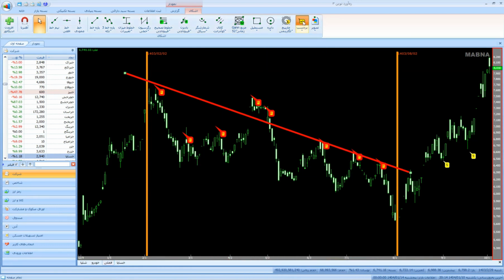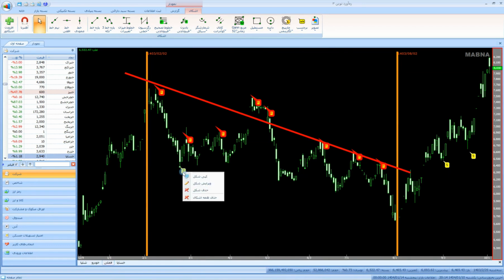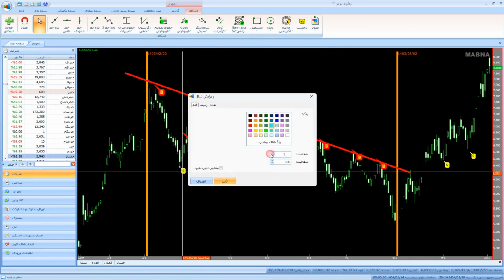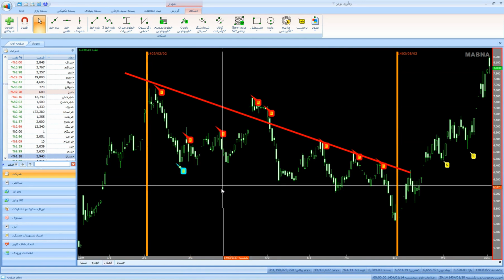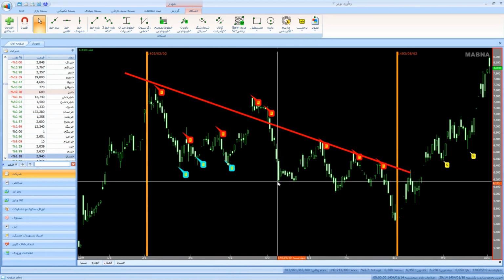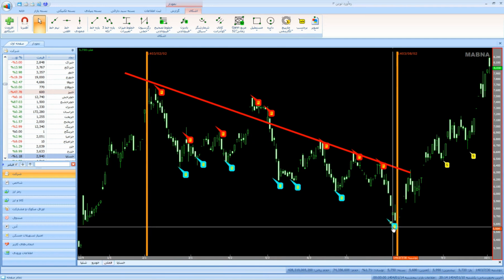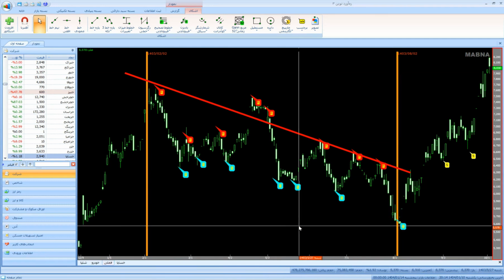Now we come here to show the support points. This is my first support area. It's my support. Let's give it a color as well. For example, the color blue. Okay, I have a support. I see it here. A support in this area, in this area, in this area, in this area, and in this area, I see different supports.